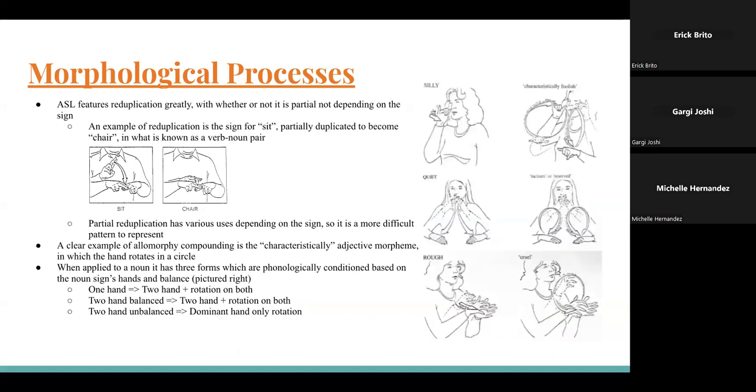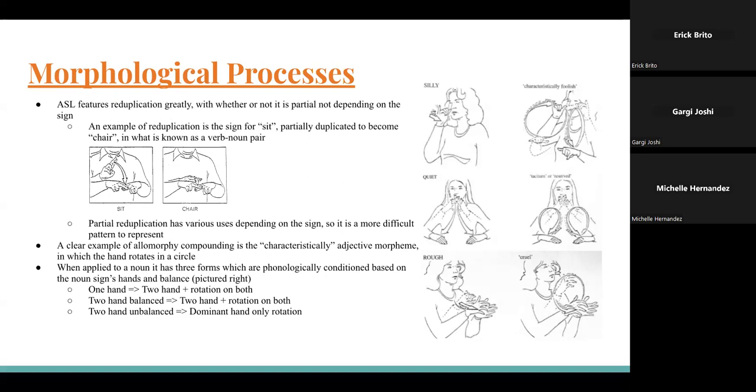ASL features reduplication greatly, whether partial or not, depending on the sign. A notable type are canonical verb-noun pairs, which are standard ASL signs that, when reduplicated, represent a corresponding noun to a verb. For example, here we have the sign for sit, and when partially reduplicated, it becomes a sign for chair. How much the action gets duplicated depends on the speaker, with the range varying greatly.